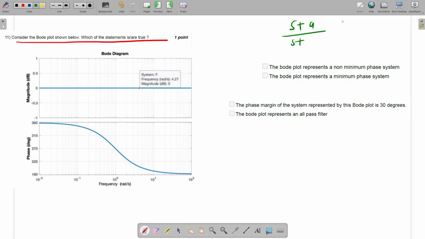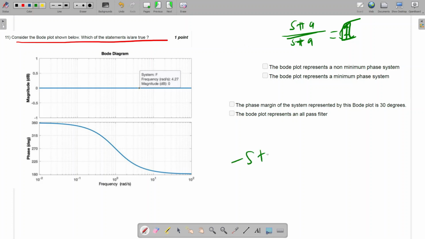Then what will be the magnitude? That will be constant, one. Correct? Yes, sir. This kind of transfer function will always have constant magnitude. But if both are positive, what will be the angle at omega equal to 0? If one will be negative, what will happen?